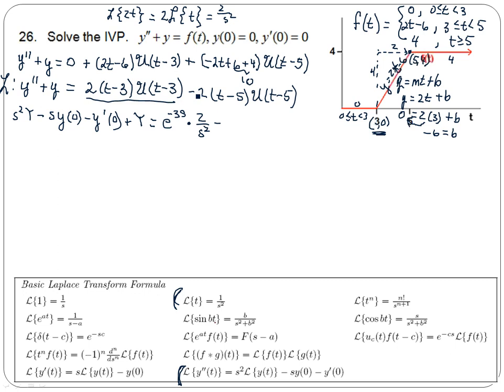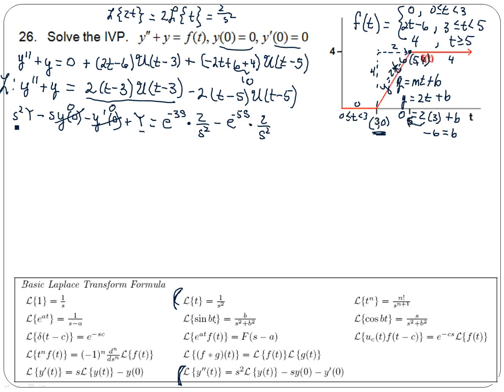Okay, and then I have minus. This Laplace of the unit step function is going to give me an e to the negative 5s. And then here again I have the Laplace of 2t, which is 2 over s squared, times 2 over s squared. Okay, let me go back and fill in my initial values. My initial values here tell me that y of 0 is 0 and y prime of 0 is 0. And so both of these terms drop out.